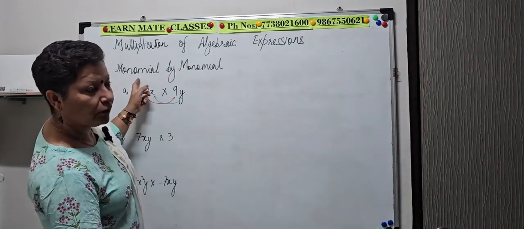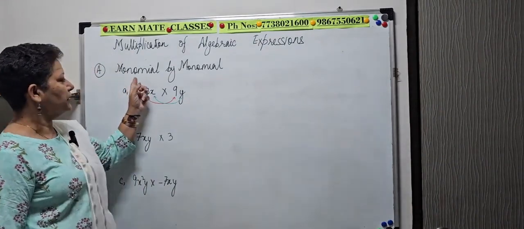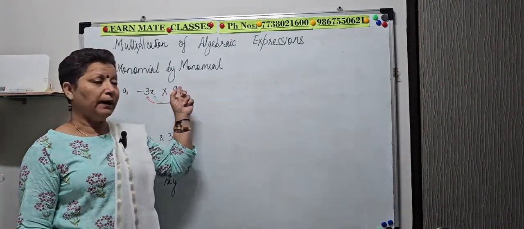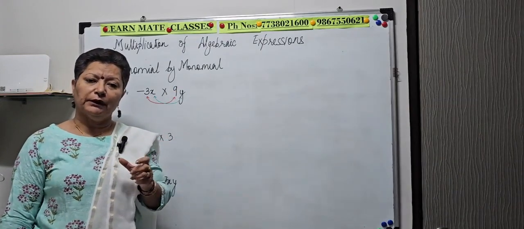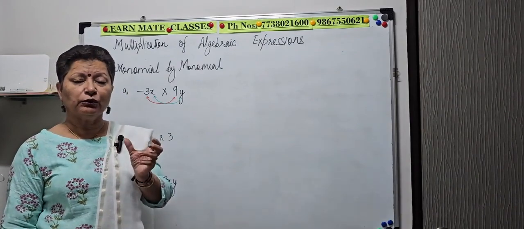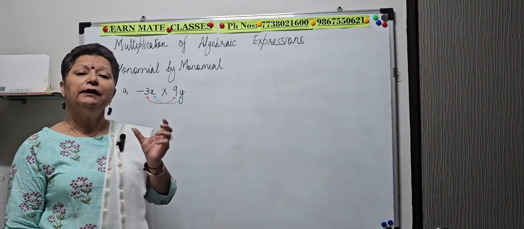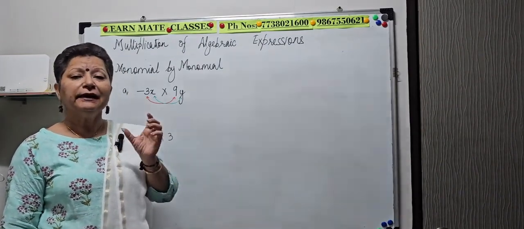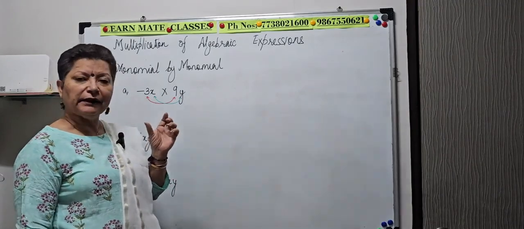So the first kind of multiplication that we are going to take up is monomial by monomial. What is a monomial? A monomial is nothing but a single term expression. You don't have two terms. And how do I define a term? There is no plus or minus sign in between the different factors of the term.